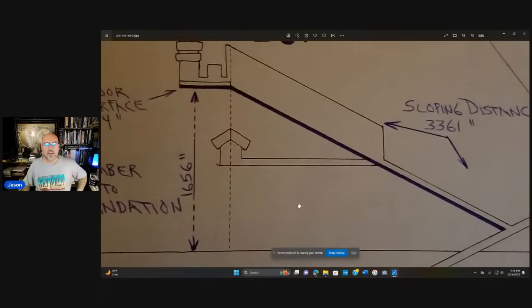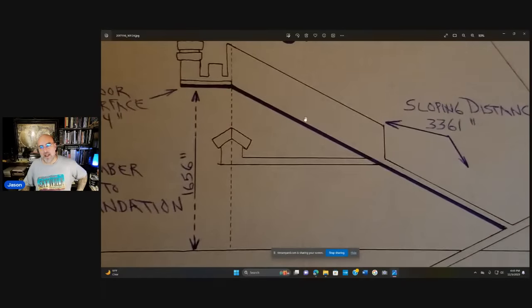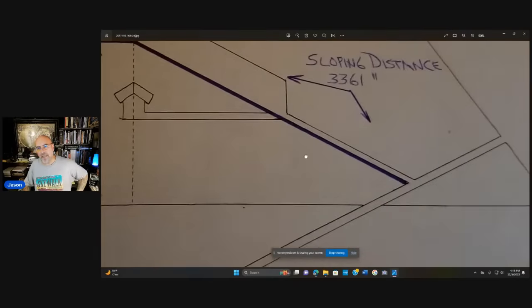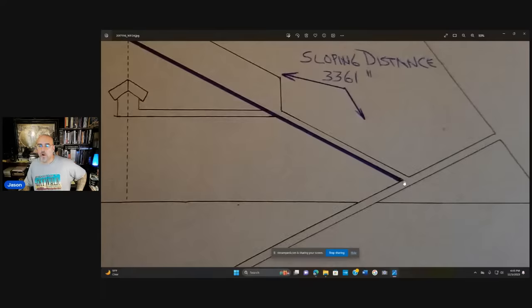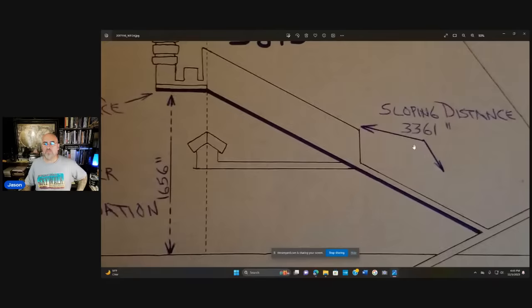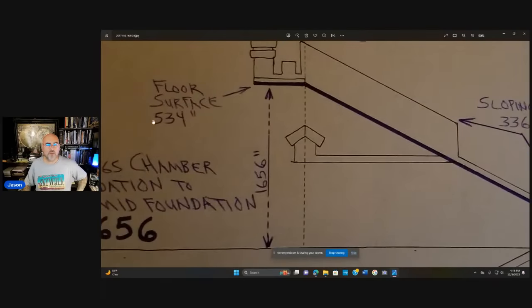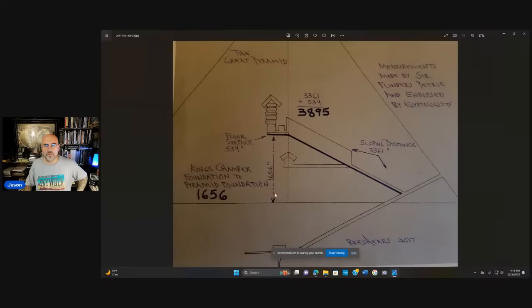But what's even more intriguing is that if you continue down the entire length of the Grand Gallery, which is perfectly even with the ascendant passage all the way to the end of the passage, which is 3,361 inches, a sloping distance, all you do is add 3,361 to 534. That's all you got to do, guys. You add 534 inches starting at the pyramid and going all the way down to 3,361, and you get the number 3895.